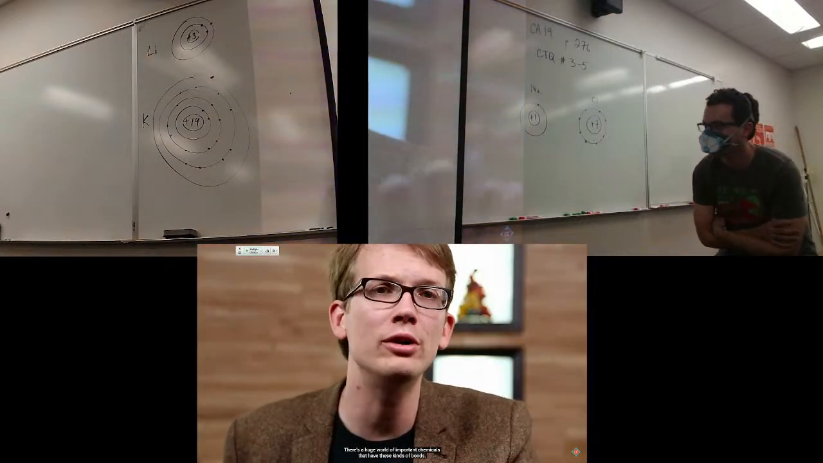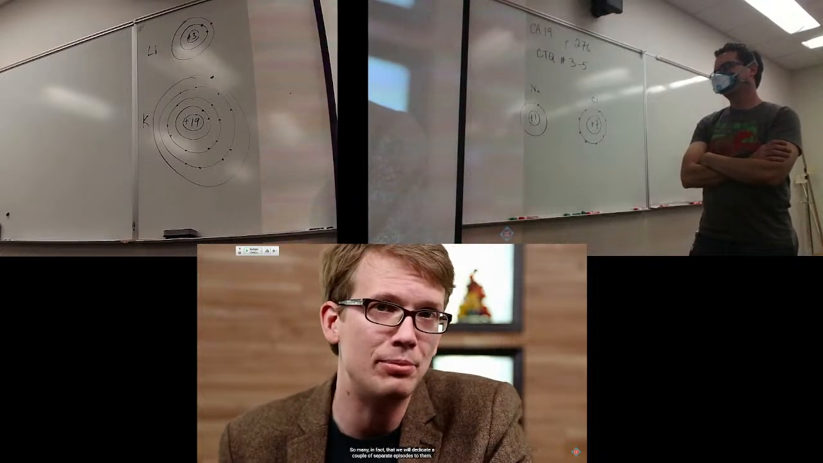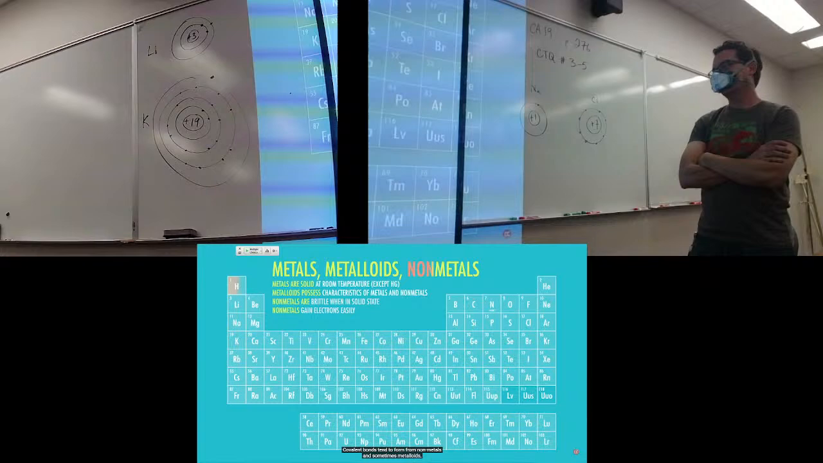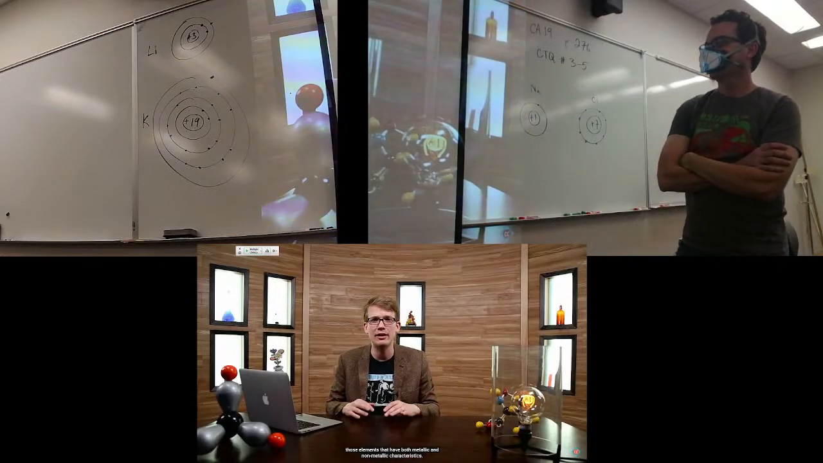There's a huge world of important chemicals that have these kinds of bonds, so many in fact that we will dedicate a couple of separate episodes to them. Covalent bonds tend to form from nonmetals and sometimes metalloids, those elements that have both metallic and non-metallic characteristics.